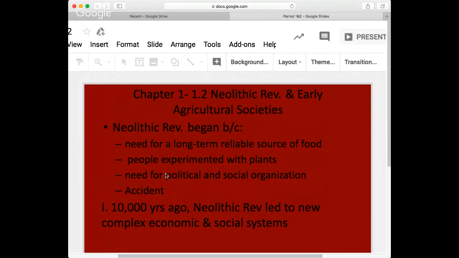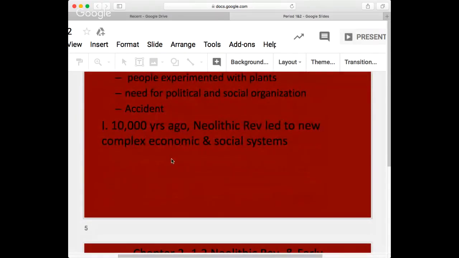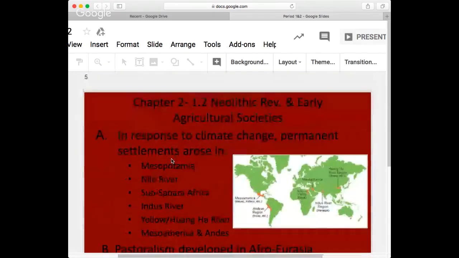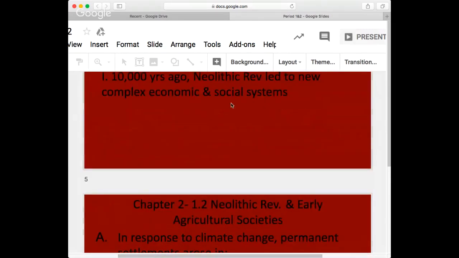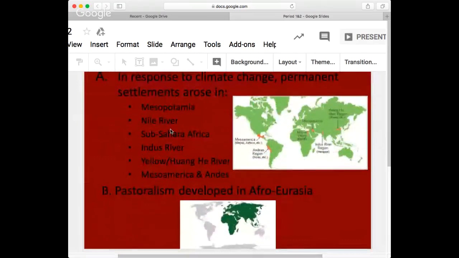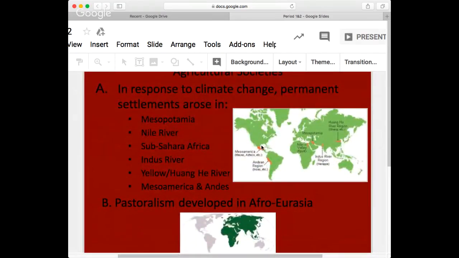People started experimenting with plants and figuring out how they could make the best breed of plants. And then people wanted political organization. Some people say the Neolithic Revolution was kind of just an accident, that farming was discovered. The Neolithic Revolution also led to new social systems, which is also still in 1.2. And these social systems and cities are right here on this map. So these are your very first civilizations, and you do need to know this map and where these places are.